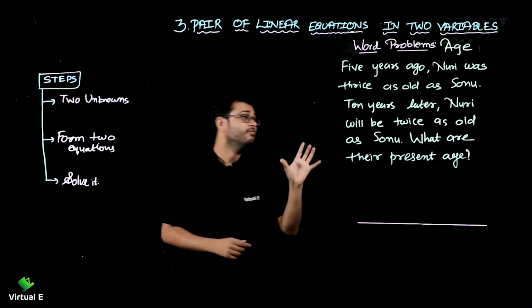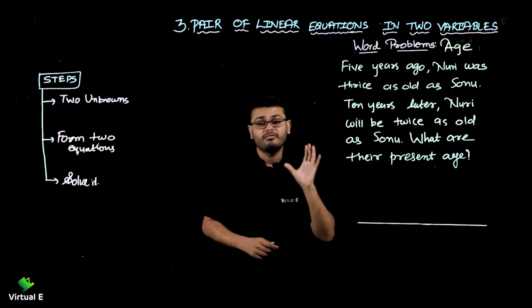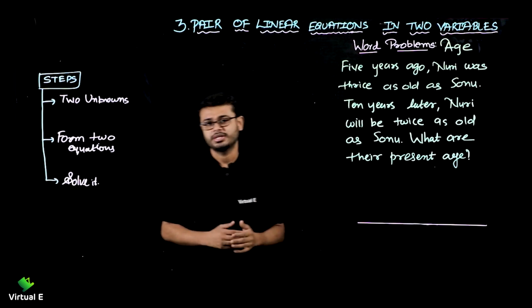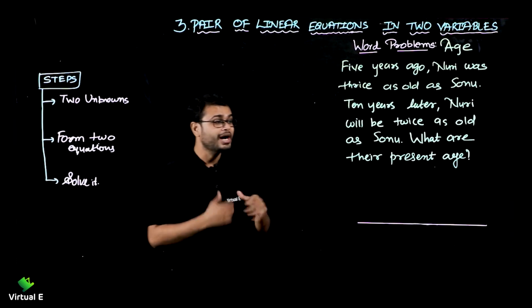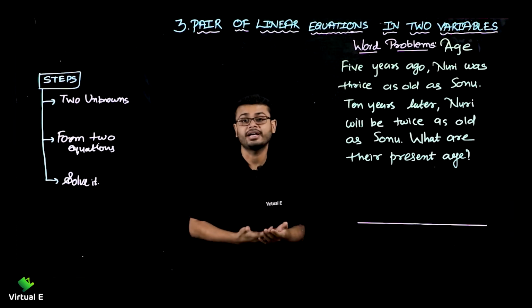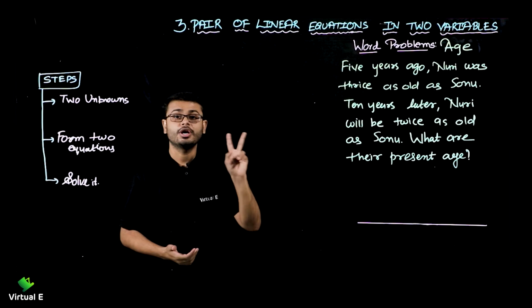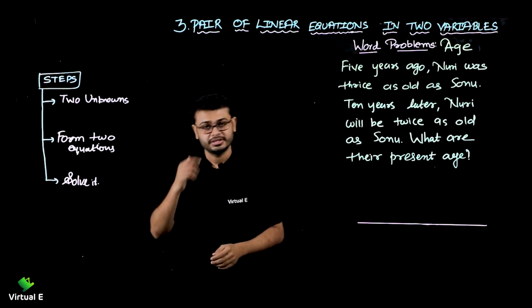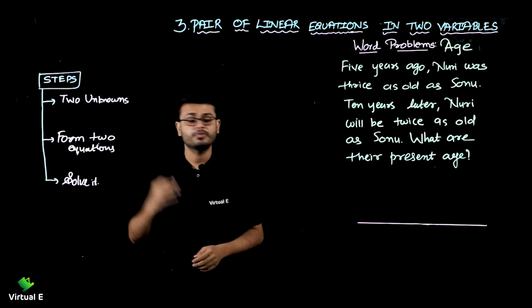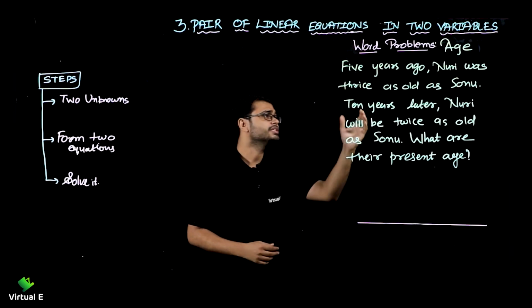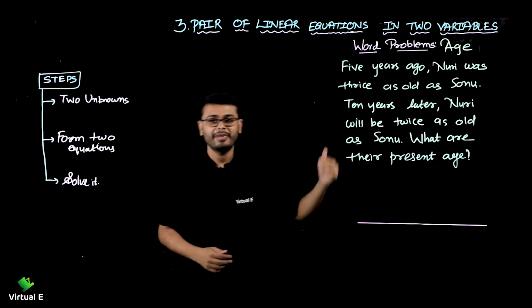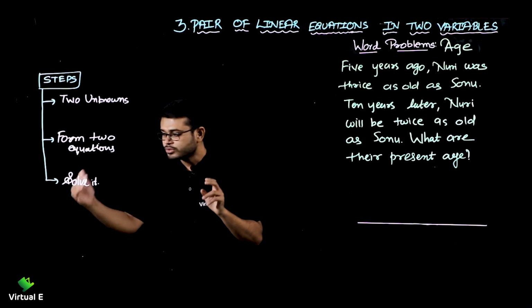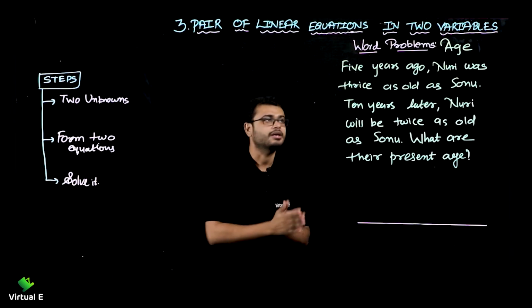First thing, we want to find what we don't know. What do we want to know at the end of the question? That's the most important thing. We need to identify what we want to find, which are those two unknowns. Afterwards, form two equations. You need to convert these sentences into mathematical forms, and we will get two equations and we are going to solve them. Okay, so let's start.